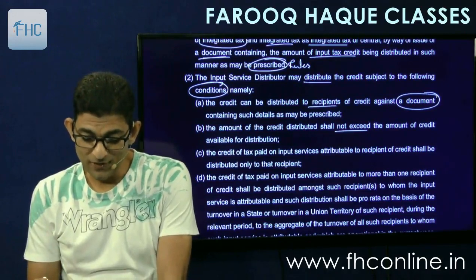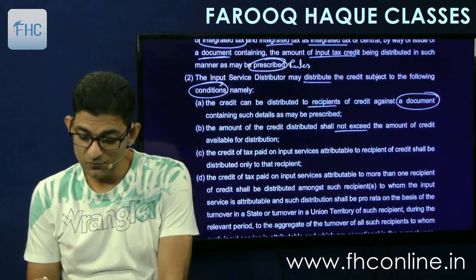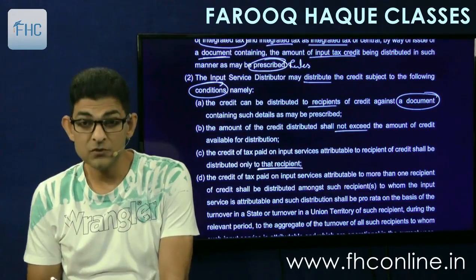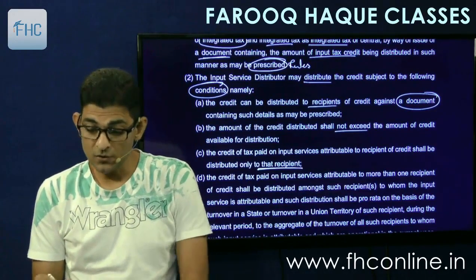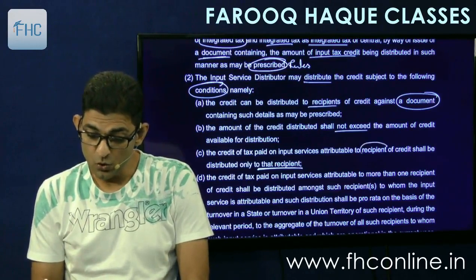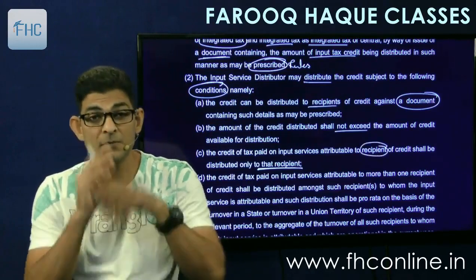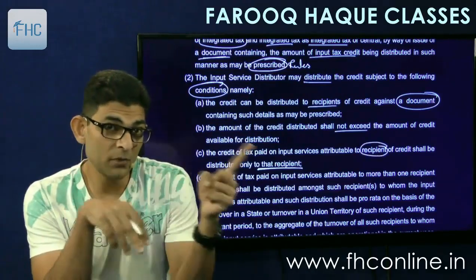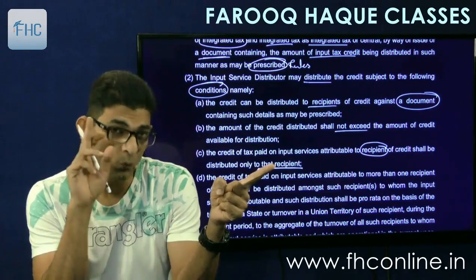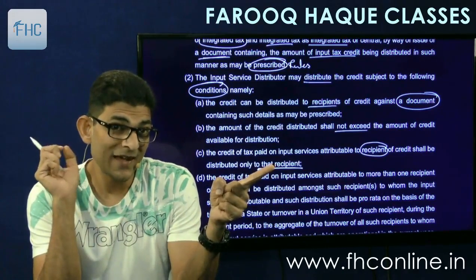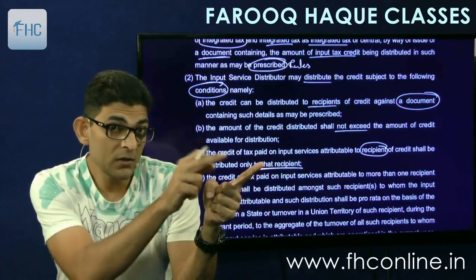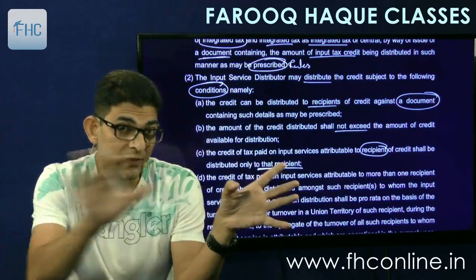Then the credit of tax paid on input services attributable to a recipient of credit shall be distributed only to that recipient. So this talks about the beneficiary. If the benefit of the service has been received by only one recipient, but the invoice is received at head office, then that credit will be distributed only to that recipient and no one else.